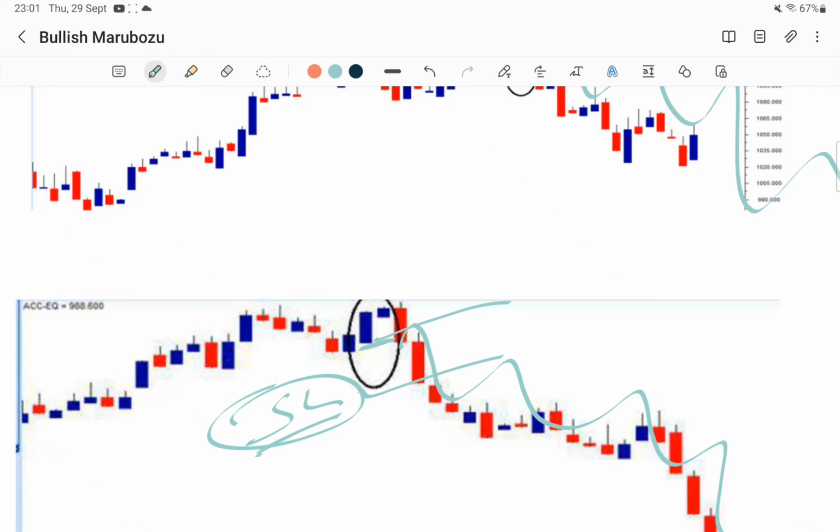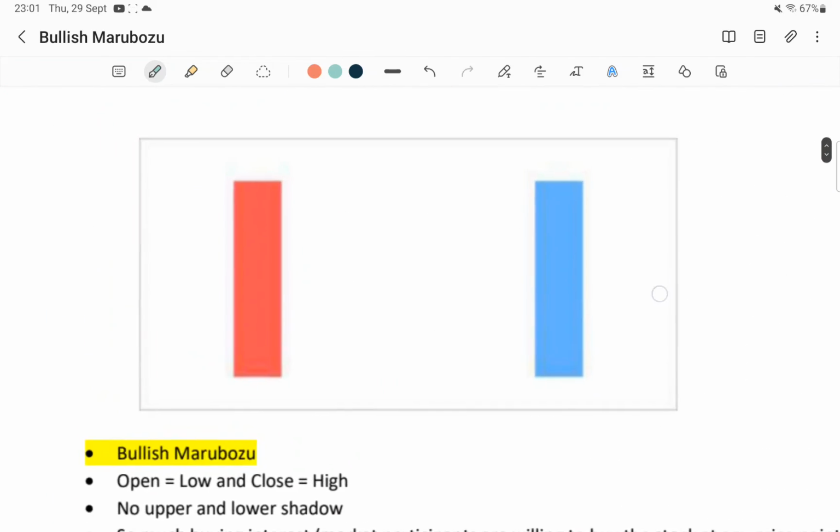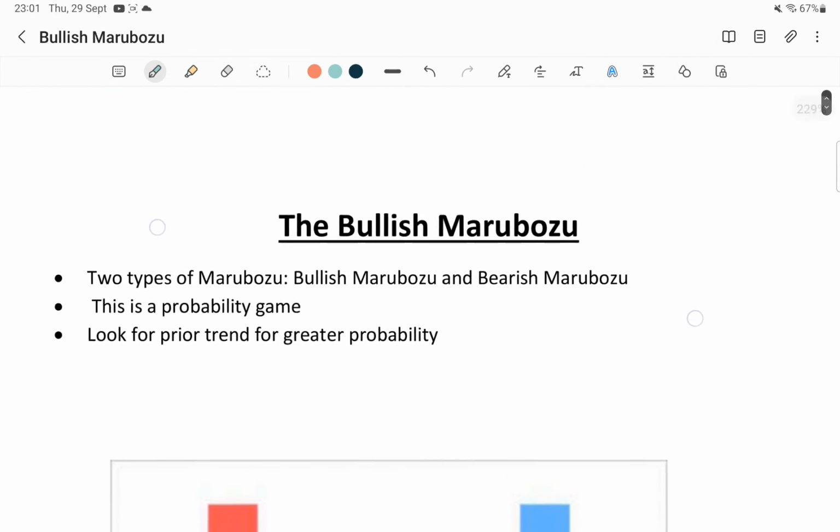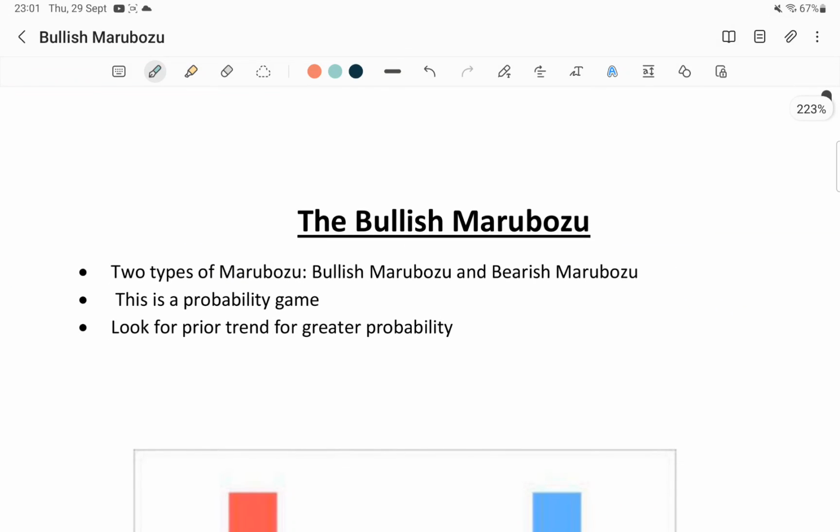So that's all about this video. I hope you all got a good knowledge about the bullish Marubozu. In our next video, we're going to discuss the bearish Marubozu, and based on that, you can start trading or start investing. So remember one thing, the main purpose of bringing all these basic videos.